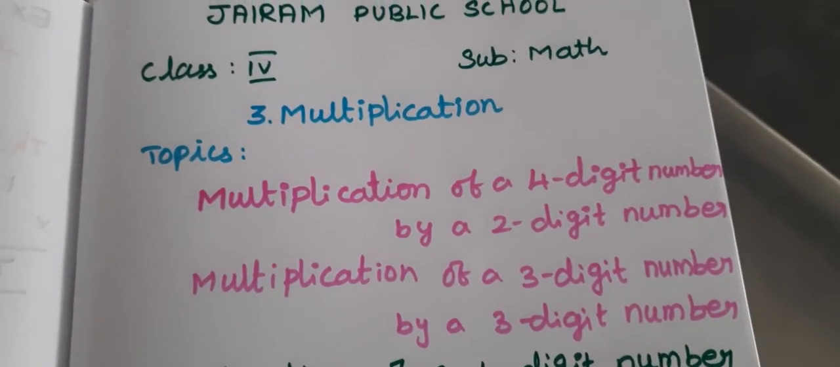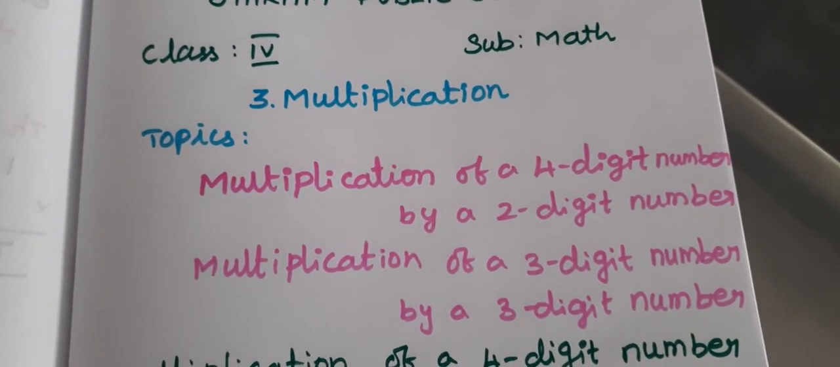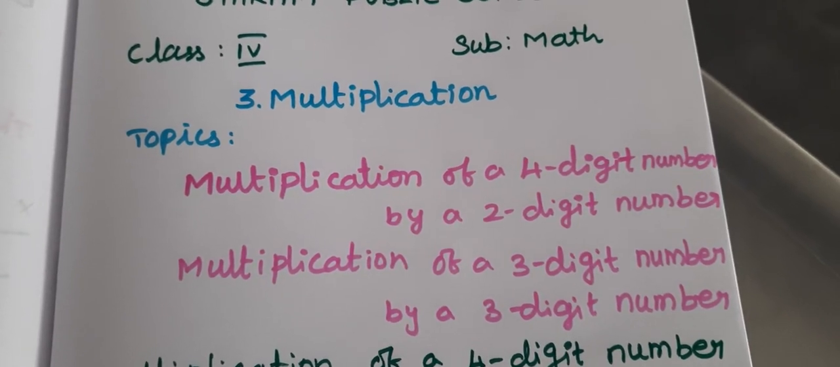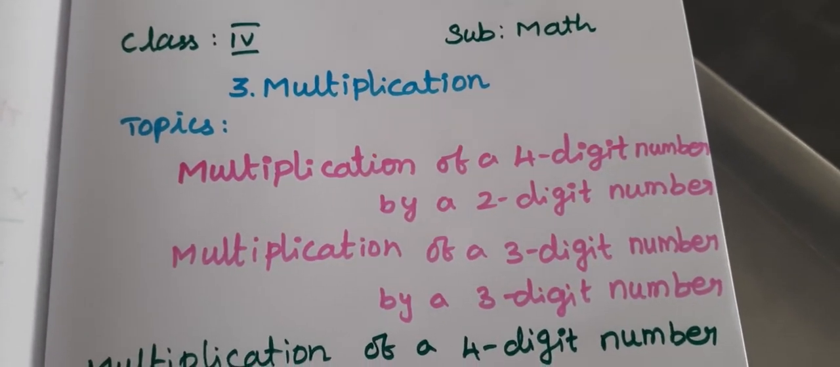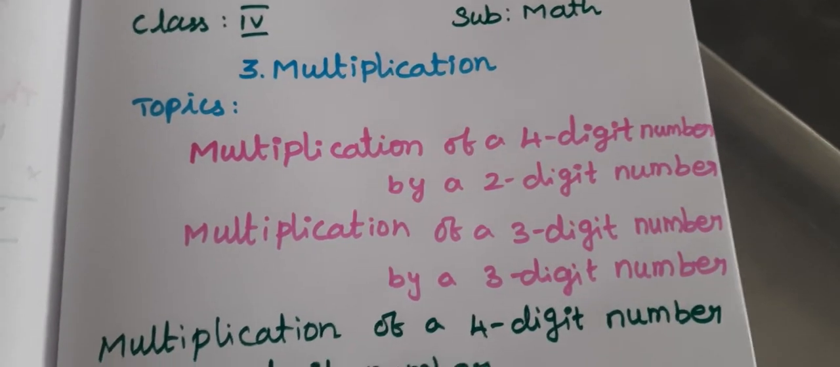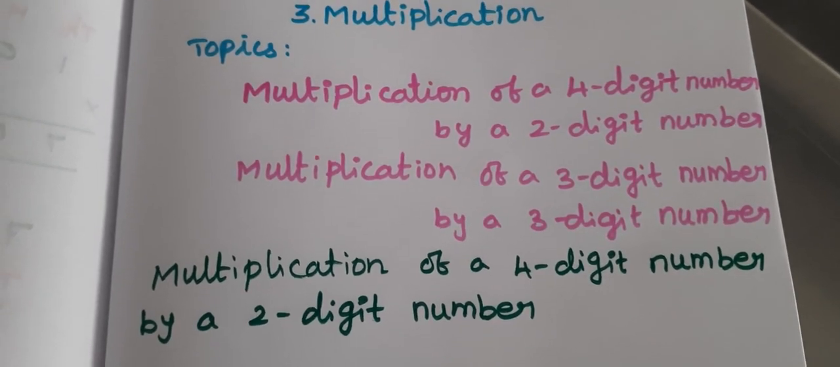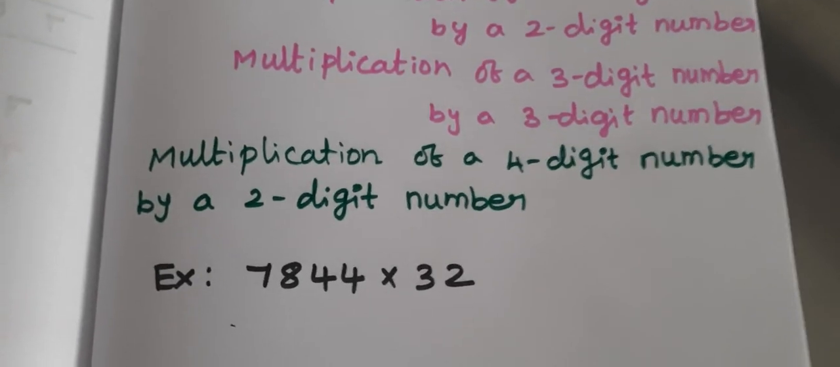Good. Now we start to discuss the next topics: multiplication of a 4 digit number by a 2 digit number, and next, multiplication of a 3 digit number by a 3 digit number. First we have to see the multiplication of a 4 digit number by a 2 digit number. This is an example sum.